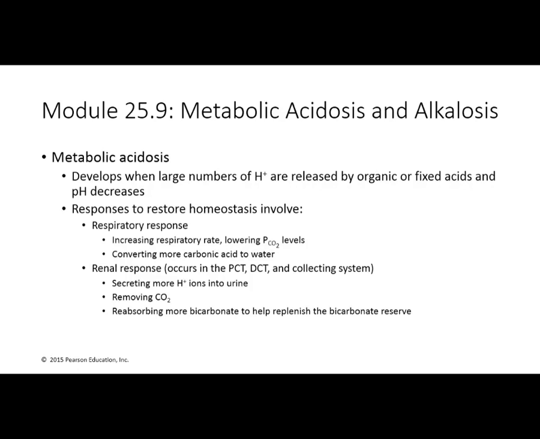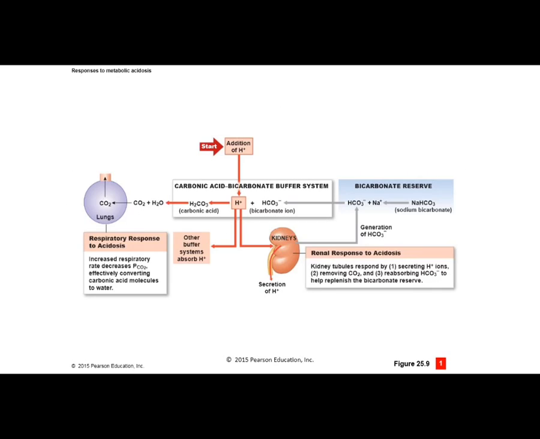You'll breathe more quickly, and that will convert more of that carbonic acid to water and get rid of that CO2. So let's just get through these 4 categories. Looking at this picture, okay, I like these flow charts. What's happening? Too much acid, metabolically. Body's making too much acid. So what's that acid doing?